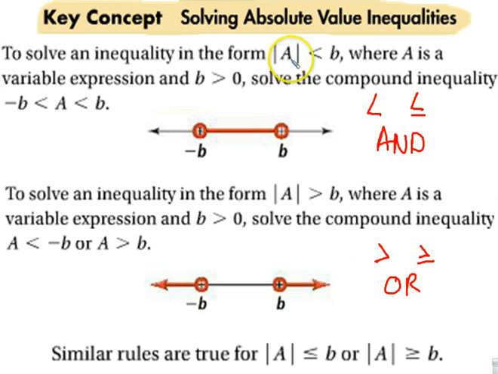So when we have the absolute value of A is less than B, we are looking at an and, where A is greater than negative B and A is less than B. If it were equal, we would fill these circles in and we would have the little bar underneath. To solve an inequality in the form absolute value of A is greater than B, where A is a variable expression and B is greater than 0, remember, B always has to be bigger than 0, solve the compound inequality this or this. And then these are true as well. So we have to remember that less than or equal to is and, greater than or equal to is or.